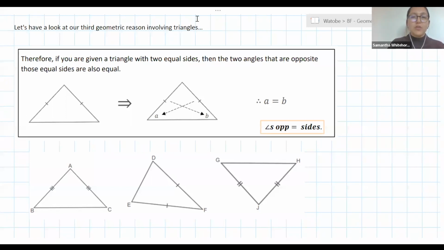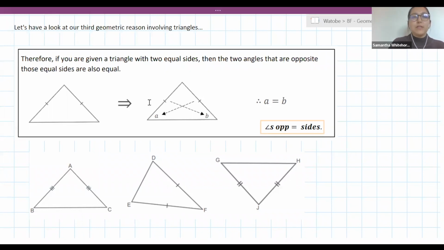Okay, guys, so what we're going to chat about today is the next reason within triangles, which is angles opposite equal sides. What this reason says is that if we have a triangle with two equal sides, then the angles opposite those equal sides are equal.